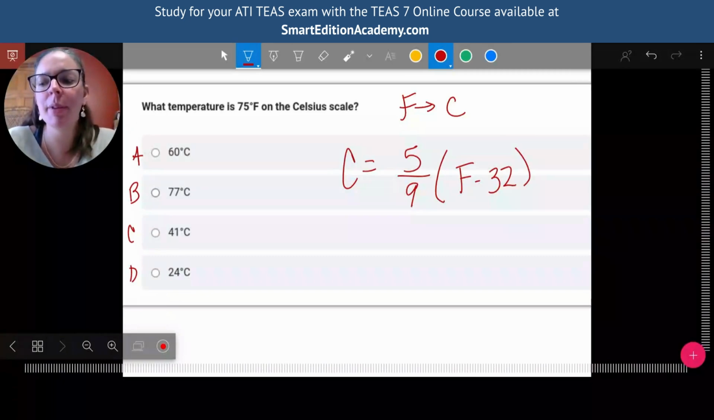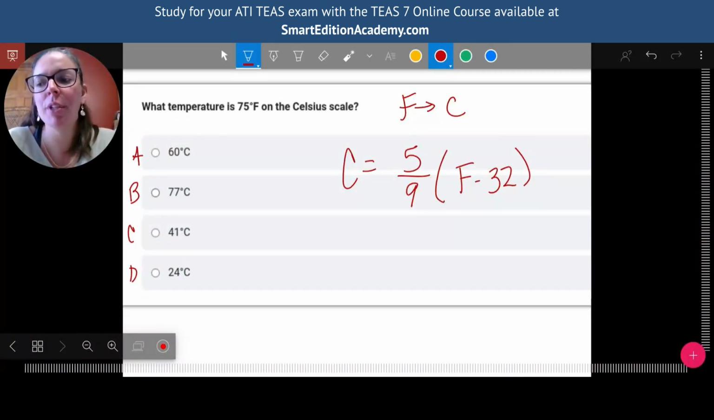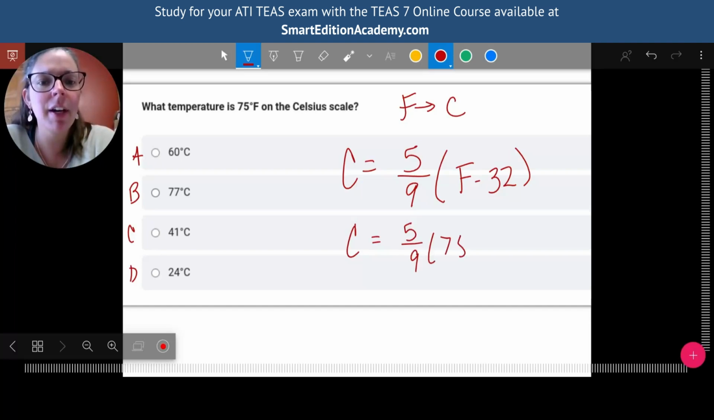Just like I was saying with the conversions, I find that if I'm using a formula, it's very important for me to write the formula down and then just plug into it, so I'm not trying to keep it all in my head. I just find that it's easier to plug in once I have it written down. So I am going to plug in what I know here. So Fahrenheit is 75.